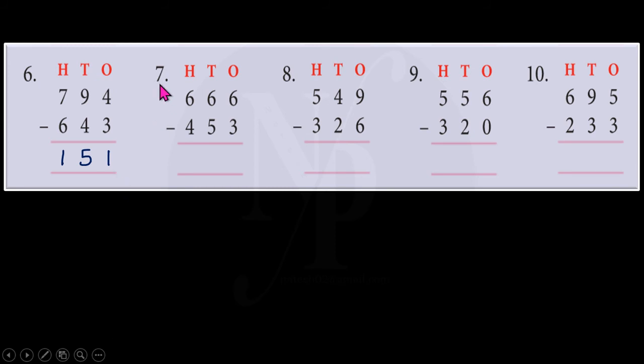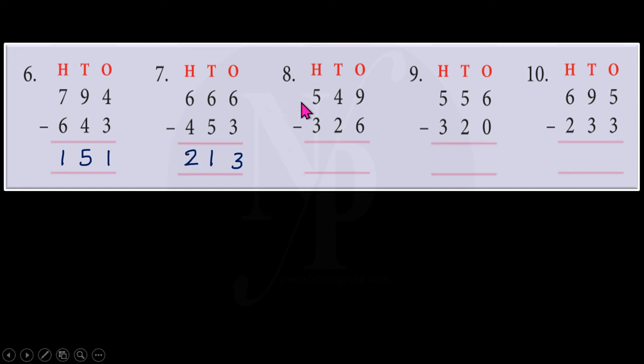Question number 7, 666 minus 453. Subtracting 3 from 6, you get 3. And subtracting 5 from 6, you get 1. On subtracting 4 from 6, you get 2. Therefore, 213 is the difference.